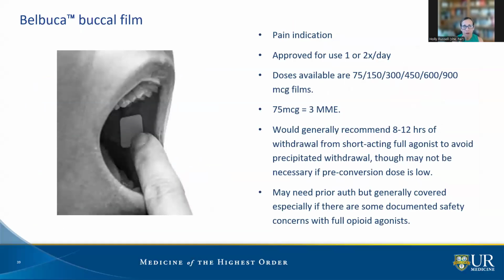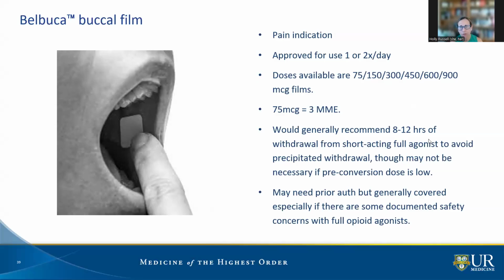As I mentioned, there's a buccal film. Belbuca is the brand name. This also has a pain indication and is microgram dosing. It's approved for use 1 to 2 times a day. This is an approximate estimation, so 75 micrograms is about 3 morphine milligram equivalents. So again, you would do a guesstimate if you were switching somebody from chronic pain.